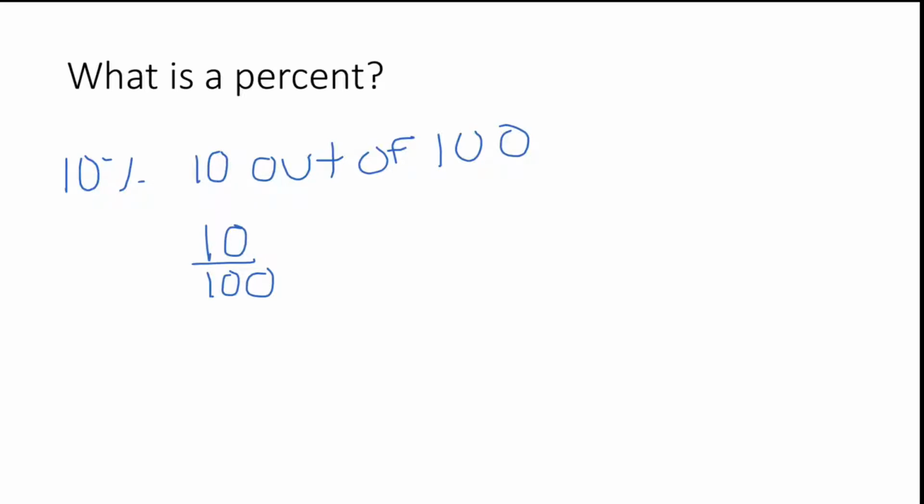We can also write 10% as a decimal. To do that, we would just move the decimal place 2 spots to the left, and we would get 0.10. So this would be 10%. So we can either write it as a fraction or a decimal.